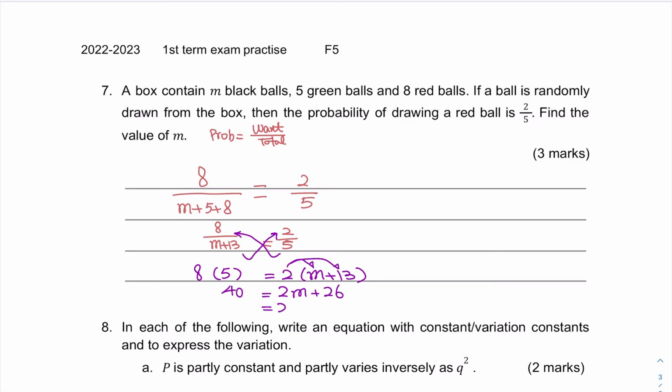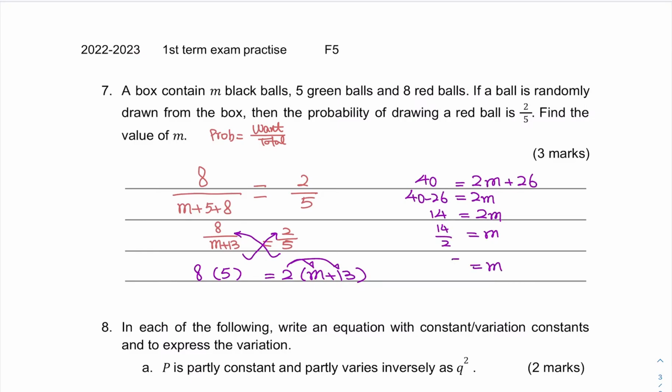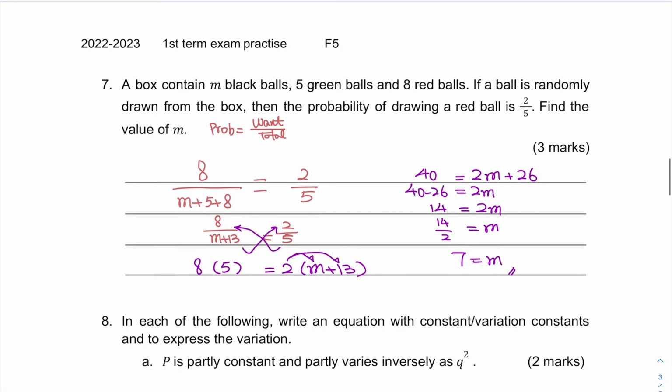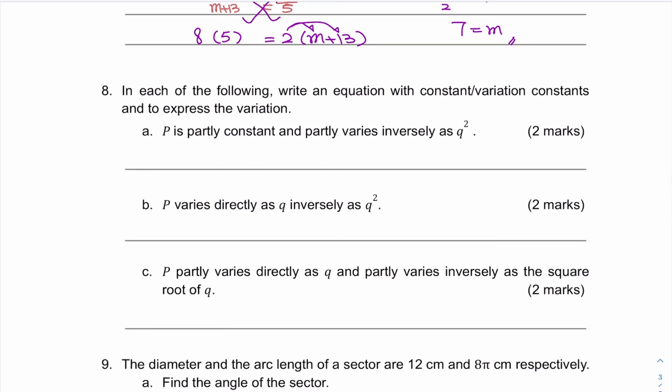And put all the numbers on one side, unknowns on the other side. Let me put all the things on the lines, because if you write outside the lines, you don't get marks. So 40 minus 26, you can get 14. And that 2 here is multiplied with it. If you don't want it, you divide it on the other side. So you found the value of m, which is 7. Cool. Then let's continue. Now next question is pretty easy. Hopefully you won't get that wrong.